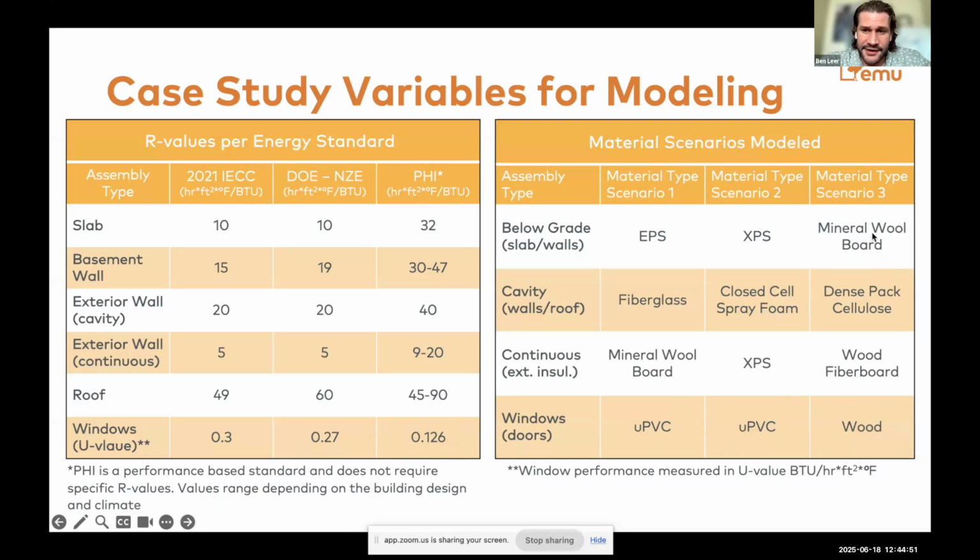The final low embodied carbon material package is material scenario 3. We have the mineral wool board, dense packed cellulose for the walls and the roof, wood fiberboard for continuous exterior, and then an all wood window.